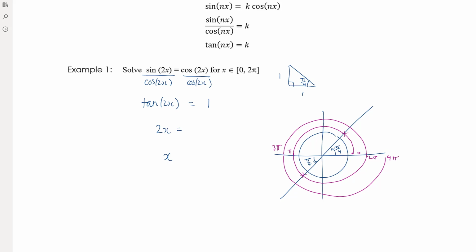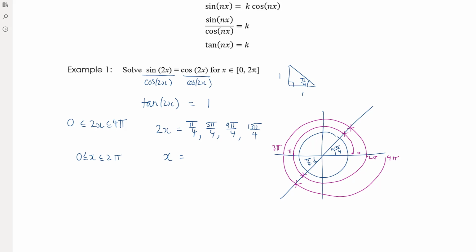So we get 1, 2, 3, 4 solutions as we move around the circle. Okay, so I just did the fact that x has to be between 0 and 2 pi, which means at my previous line of calculation, 2x will need to be between 0 and 4 pi. So we get 0 plus pi on 4, which is pi on 4. We get pi plus pi on 4, which is 5 pi on 4. We get 2 pi plus pi on 4, which is 9 pi on 4. And we get 3 pi plus pi on 4. 3 pi is 12 pi on 4, plus pi on 4 will be 13 pi on 4.